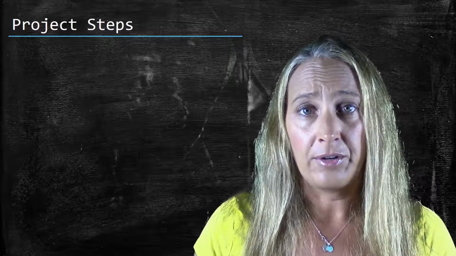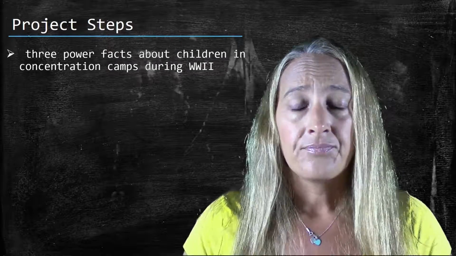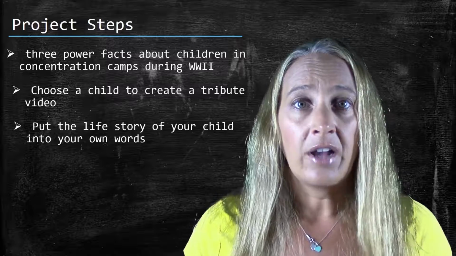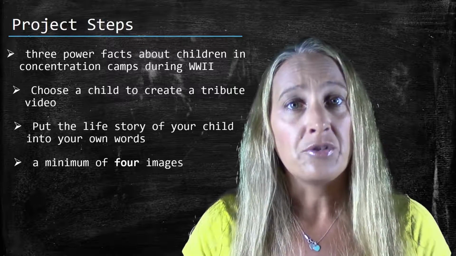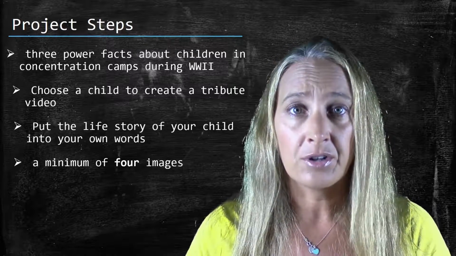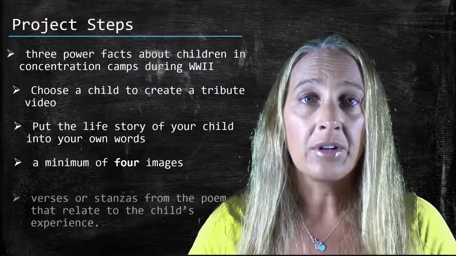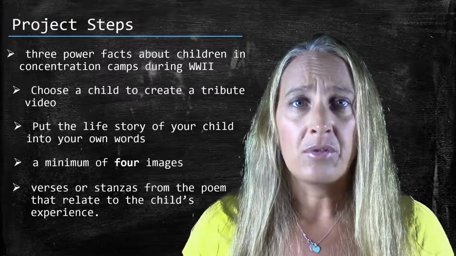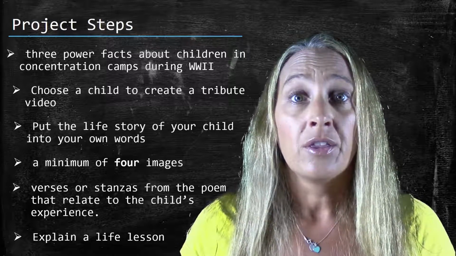So what do you need to include? Here it is. These are kind of the project steps. You're going to be including 3 very powerful facts about children during World War II and the Holocaust. You're obviously going to choose one child to research and create this tribute for. You're going to put that child's life story into your own words. You're going to include a minimum of at least 4 images, but you're probably going to want to include more images, more pictures from these concentration camps and the Holocaust and of these children. You're going to include at least 2 different lines or verses of poetry from 2 different poems that we read. And then you're going to create that life lesson and explain that life lesson to the viewer.